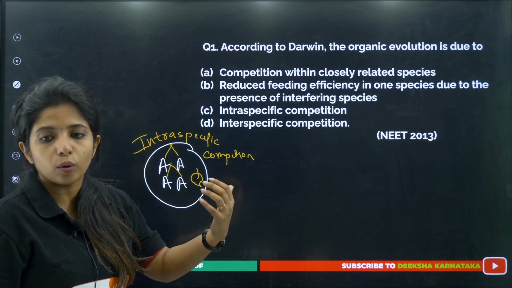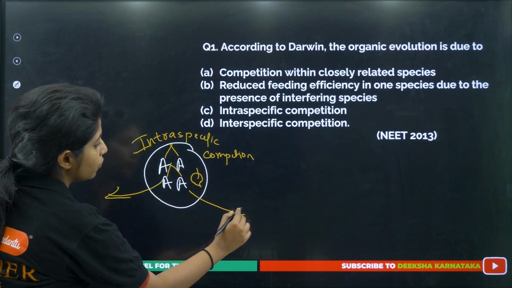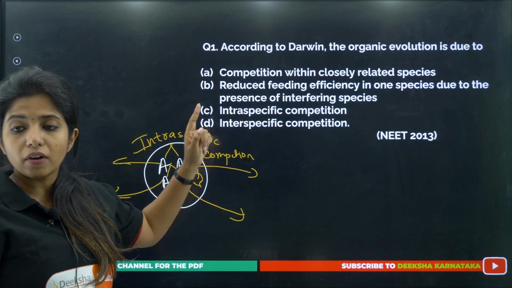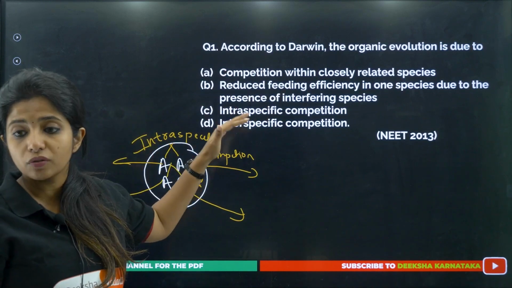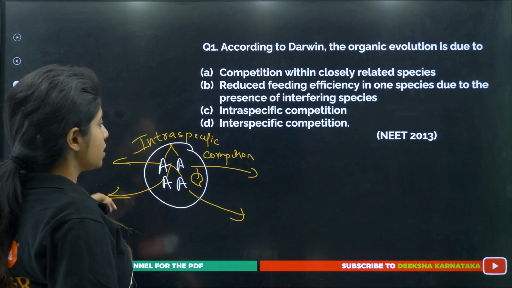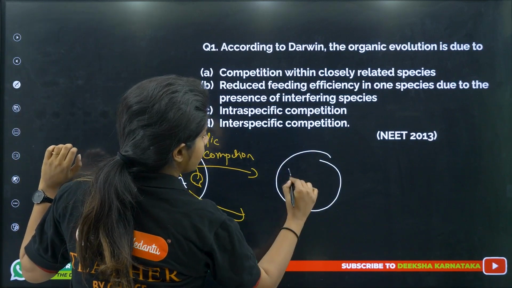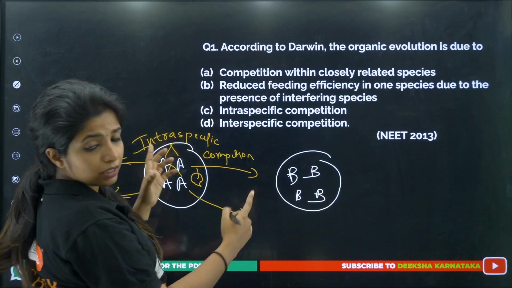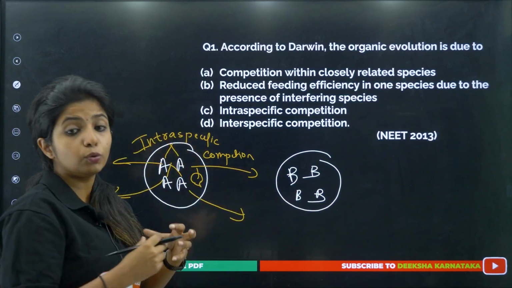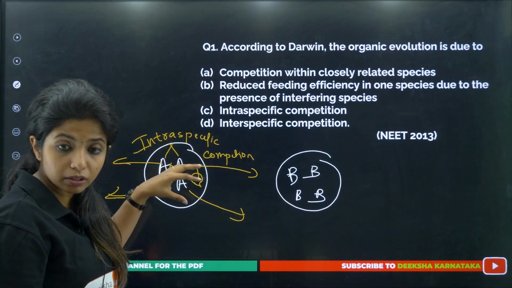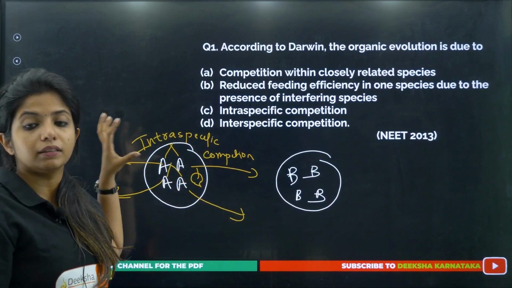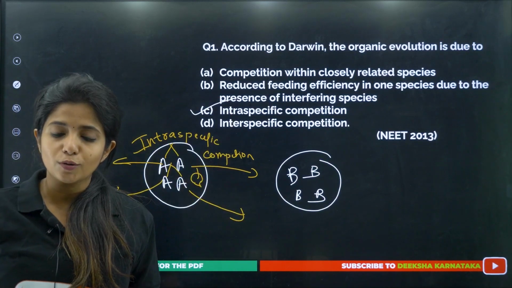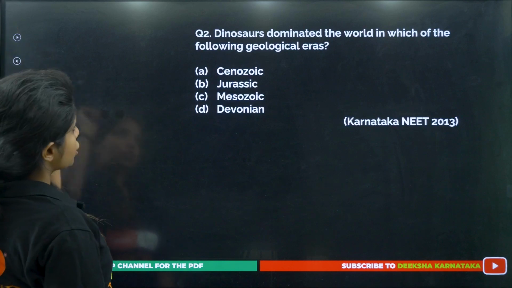Now you only think, if within a species itself there is competition, they have no choice other than to evolve. So obviously they will undergo evolution, and this was the reason that Darwin gave. According to Darwin, the organic evolution is due to intraspecific competition. Interspecific competition would be if there is another species, B. Is it because of interspecific competition between them and us that a new species arose? No, children. It's because of intraspecific competition, the competition within one particular species, that led to organic evolution. This came in NEET 2013. Going ahead with the next question.